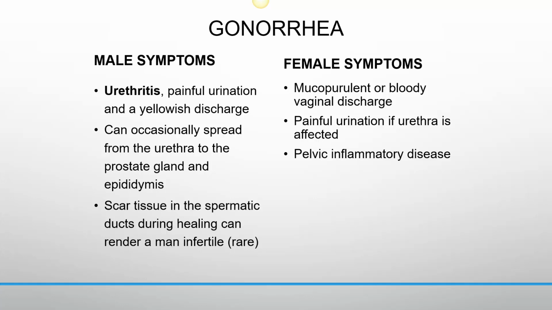Female symptoms include mucopurulent or bloody vaginal discharge, and painful urination if the urethra is affected. This can spread and cause pelvic inflammatory disease, which is inflammation of multiple regions of the pelvis. In both sexes, this can also spread to the joints, and you can have gonorrhea joint infections, which is kind of crazy and random, but that can happen.